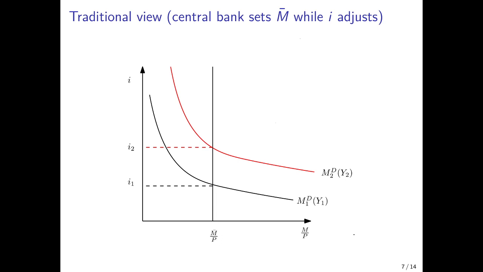So in this traditional view, it's important that the adjustment goes fully through the channel of the interest rate. So if incomes change, the interest rate would rise or fall, depending on which change of income we are looking at, but the money supply of households would not change. So the central bank sets M bar and I, the interest rate, adjusts accordingly.